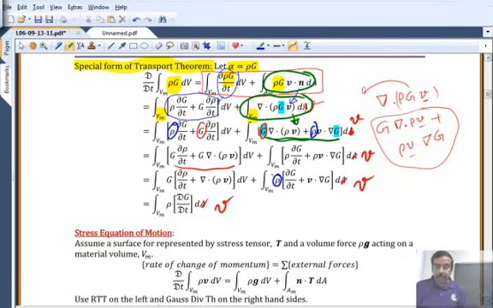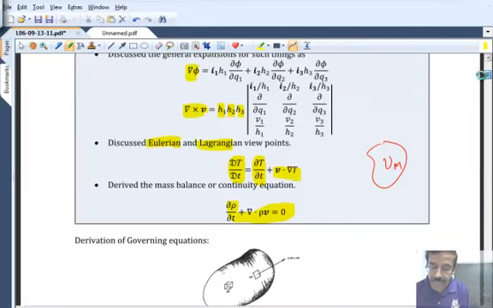Okay, now I have a question for you from previous lecture. Do you recognize this term? That is the continuity equation that we derived in the last class. If you don't recognize it, you can just go back and you can see here d rho dt plus del dot rho v.